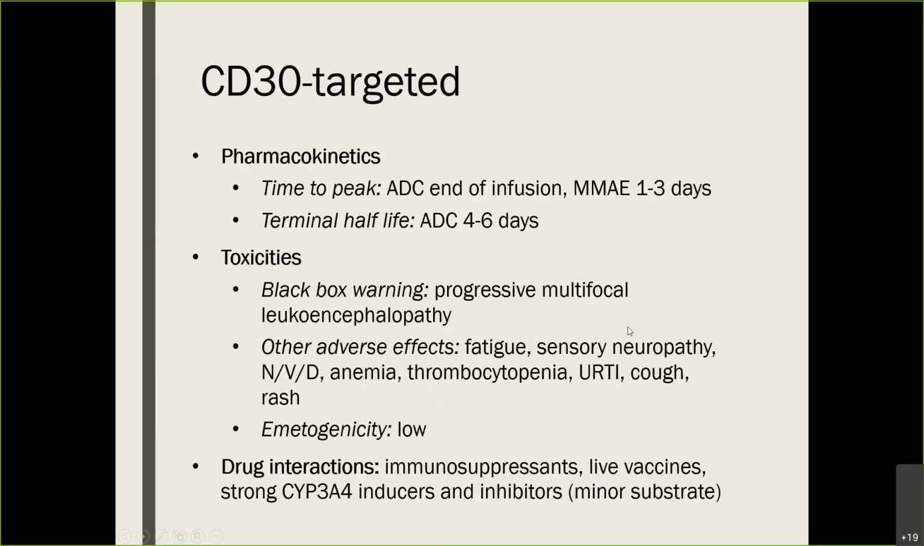We have black box warnings for progressive multifocal leukoencephalopathy. And we have some neuropathy considerations, which are new with this agent, as well as the nausea, vomiting, anemia, and thrombocytopenia that's more classically seen with these chemo antibody conjugates. We have some drug interaction considerations, again, adding in strong 3A4 inhibitors associated with the metabolism of MMAE, the chemotherapeutic agent.